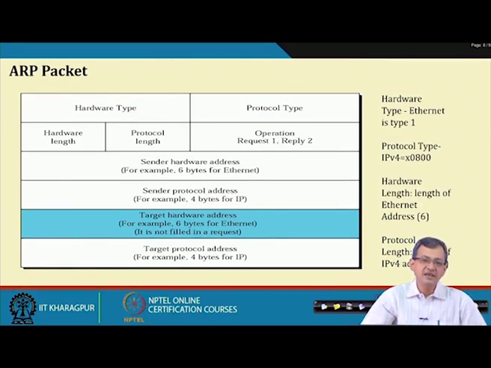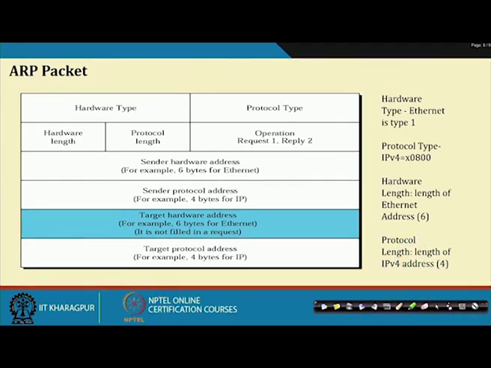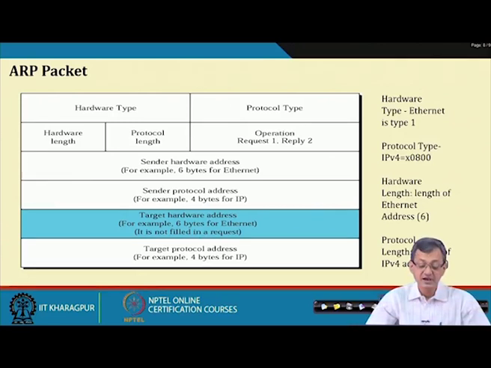The ARP packet format is like this. One is hardware type, protocol type, hardware length, protocol length, operation type, that is one for request, two for reply. Then we require the sender hardware address, sender protocol address, that is from A to B, A is the source hardware address and protocol address, and then the target hardware address and protocol address. But when you are sending an ARP request, the target hardware address is not known, so it is all zeros, since that is exactly what the ARP request is looking for.